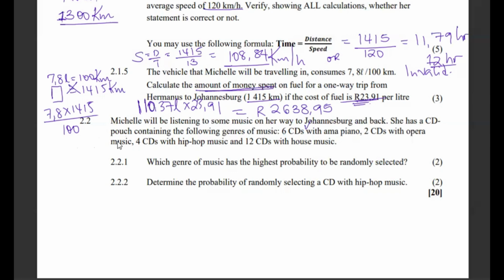Which one has a higher chance of being selected? It's the music that has the highest number of CDs, which is the house music.